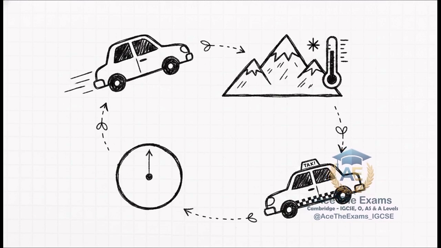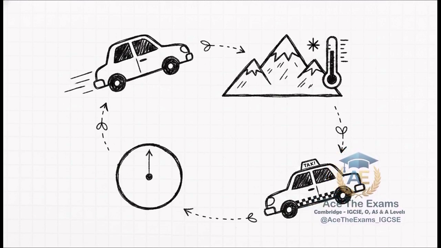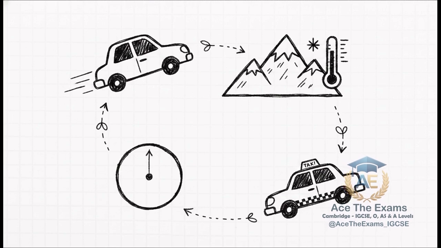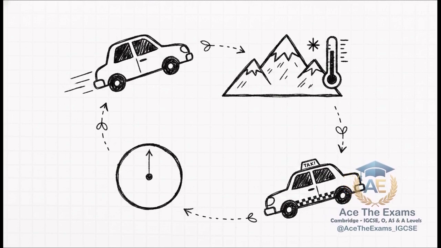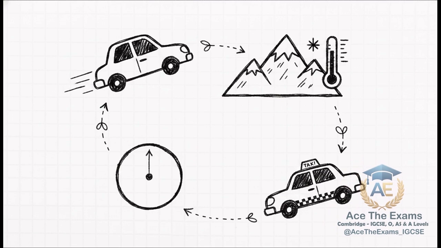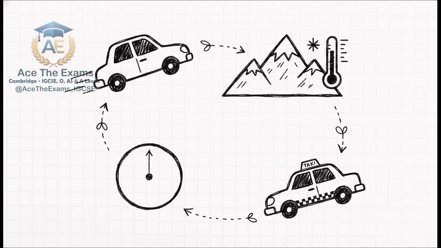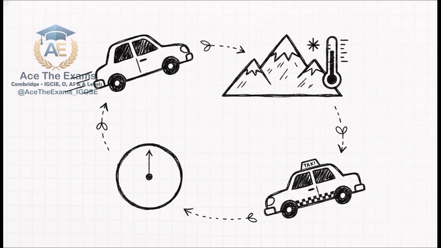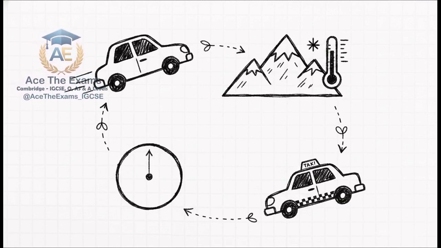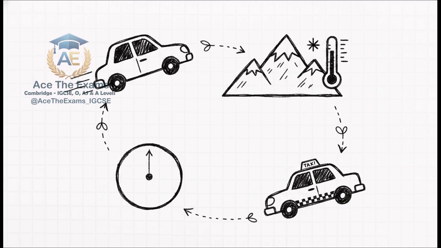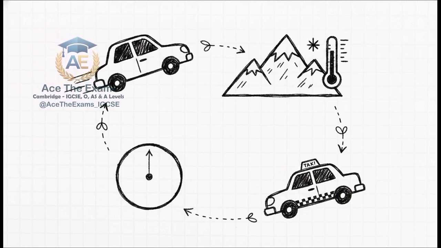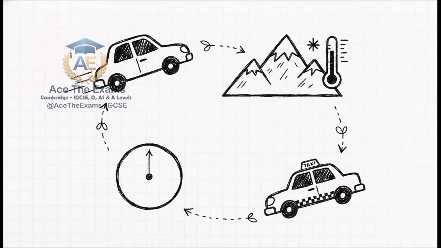For example, v equals u plus at calculates the final velocity of an accelerating car. If a car starts from rest, meaning its initial velocity, u, is 0, and it accelerates at 2 meters per second squared for 10 seconds, the formula tells us its final velocity is exactly 20 meters per second. Or take nature. Temperatures drop the higher you climb up a mountain. The formula, T equals base temperature minus height divided by 200, perfectly predicts the freezing point 5,000 meters up.